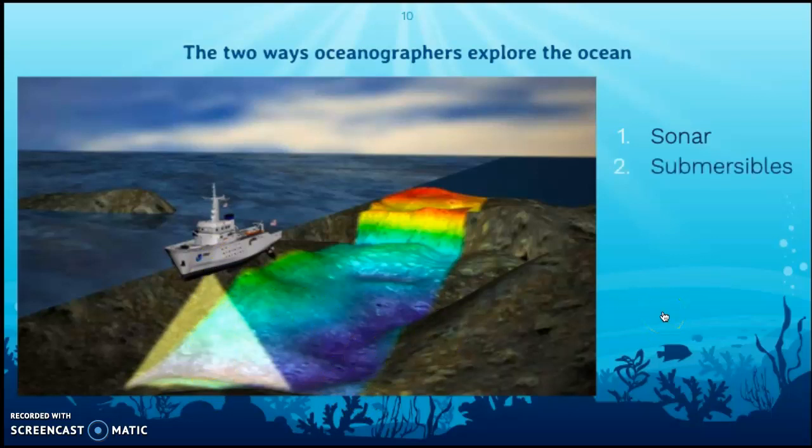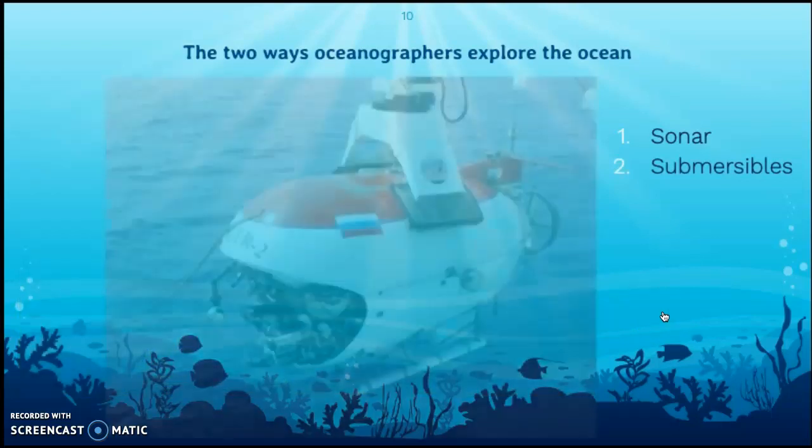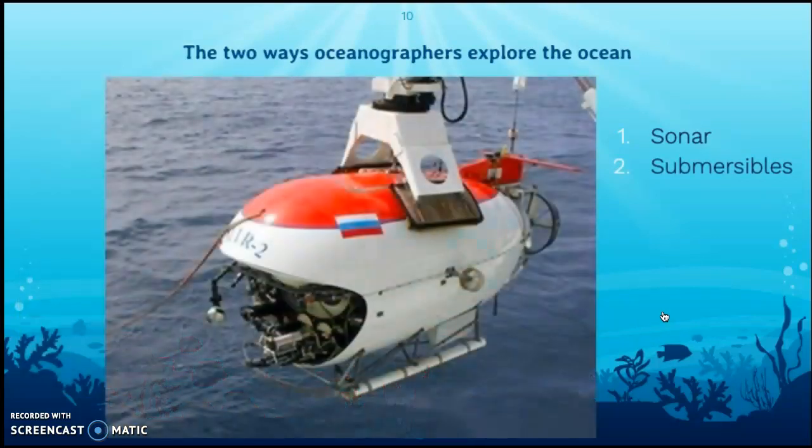The second method is through submersibles. Here's what submersibles look like. It's just a little tiny submarine. That little tiny submarine could have people in it, in which case it would be manned, or it could have no people in it, in which case it would be unmanned. And those submersibles just explore.